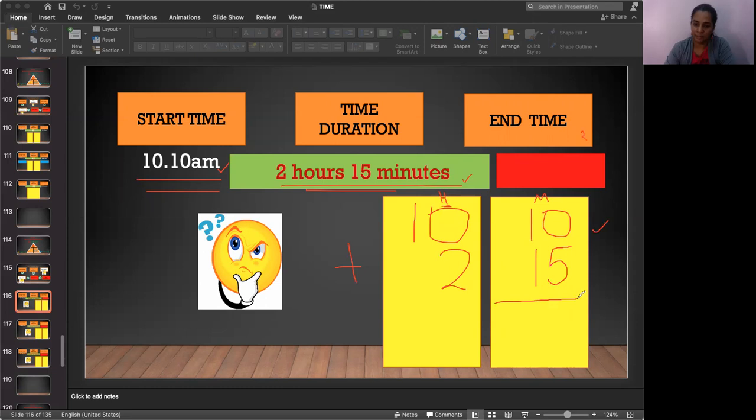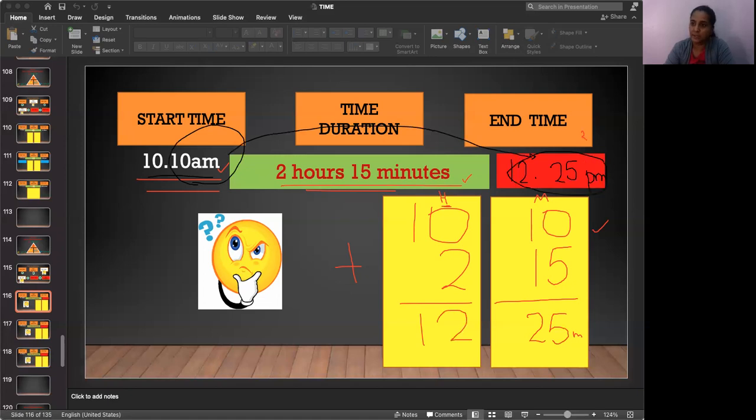Now, when you add both of these numbers, you have to add them separately. So we'll start with the minutes first. 10 minutes plus 15 minutes, you would end up with 25 minutes. Pretty easy, okay? And 10 hours plus 2 hours, you would end up at 12. So in other words, your end time is 12:25 p.m. Now note the point that if the question gives you the time in the 12-hour system, make sure you also answer it in the same 12-hour system.